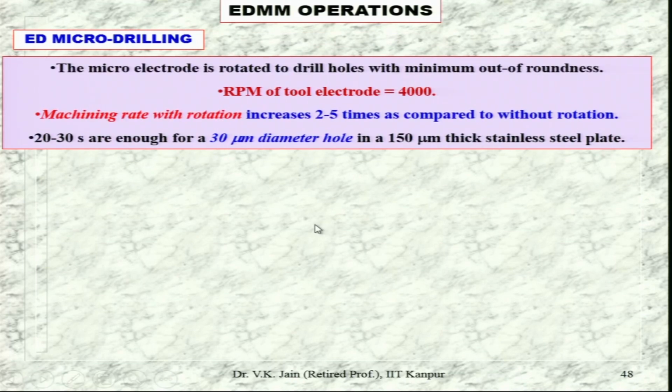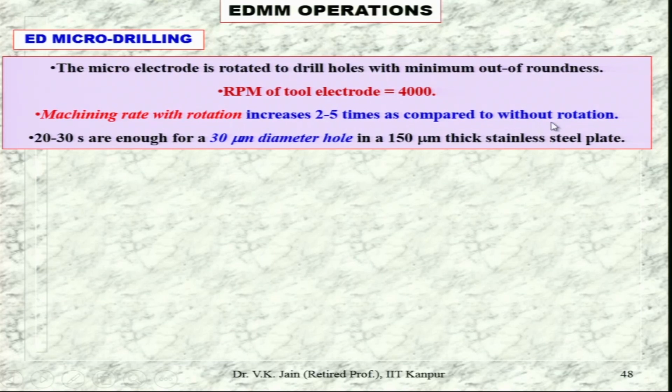EDMM operations, you can have ED micro drilling. The micro electrode is rotated to drill holes with minimum out of roundness. This is very important, because your final size of the hole will depend upon how much out of roundness you have on the micro tool, and RPM of the tool electrode is around 4000. This can vary depending upon your requirements. Machining rate with rotation increases 2 to 5 times as compared to without rotation.